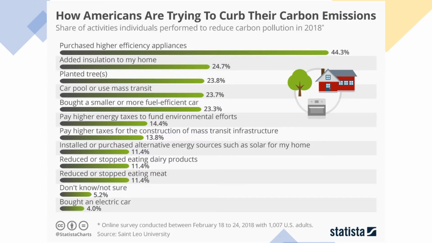This one is very interesting. It's how Americans are trying to curb their carbon emissions. To have a look at the kinds of things they're doing: buying higher efficiency appliances, buying insulation for their home, planting trees, that's nice, mass transit, buying a smaller car, yada yada yada. Now, the reason why I'm saying buying is because I want to point out something here.